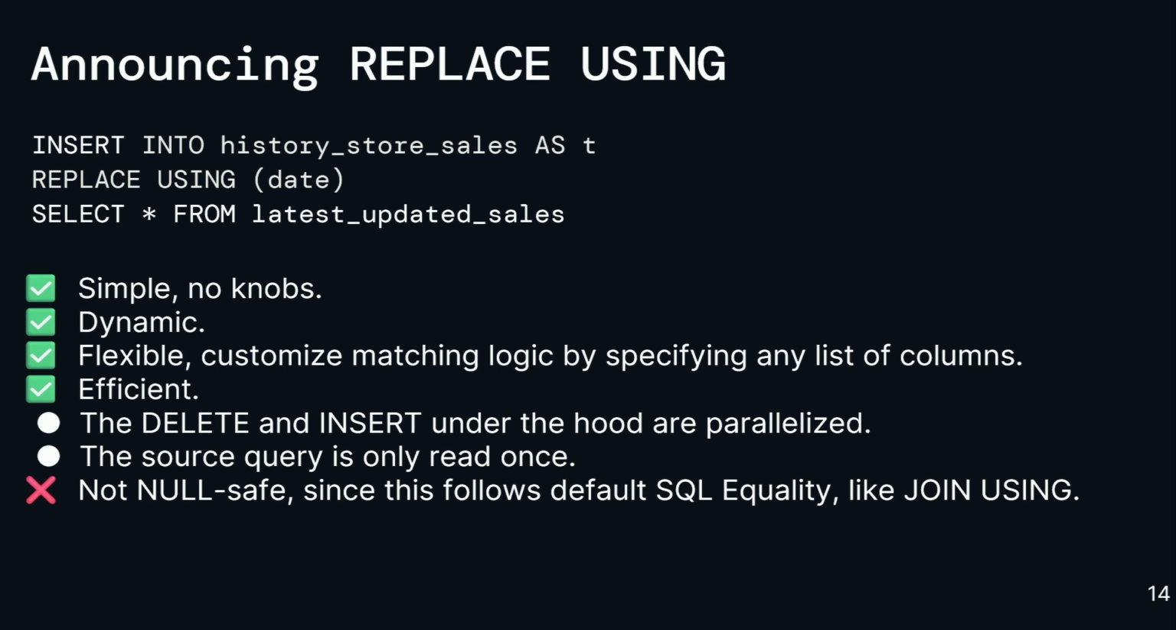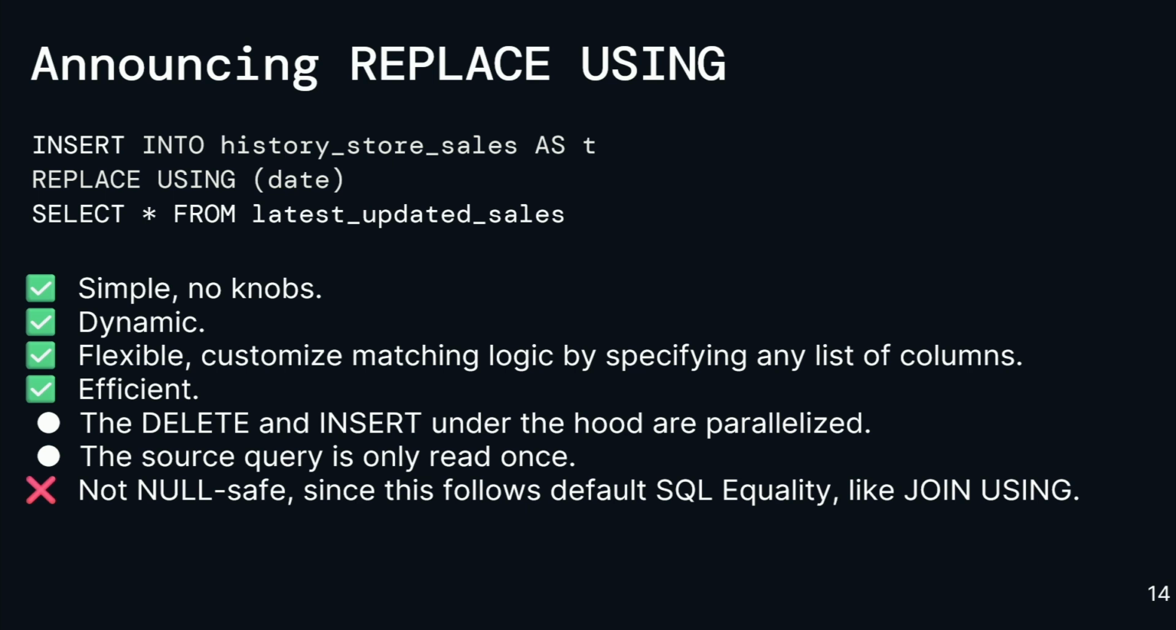But one caveat about replace using is that it's not null safe because it follows the default SQL equality like join using. So what do I mean by not null safe? This means that if you have a null date in your history store sales table, then new data with a null date won't overwrite the null partition, and instead it would always append data to the null partition.